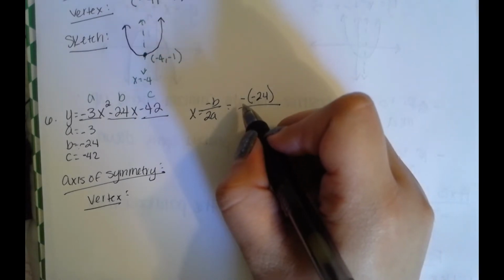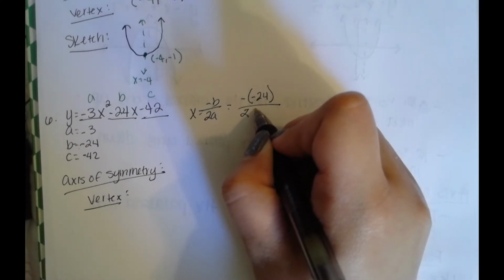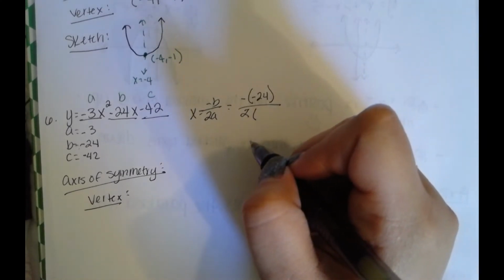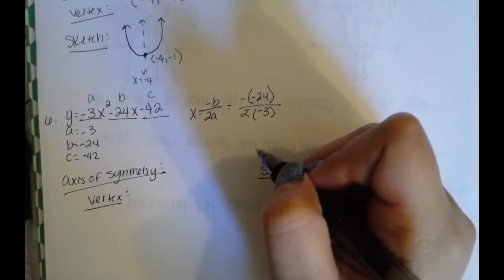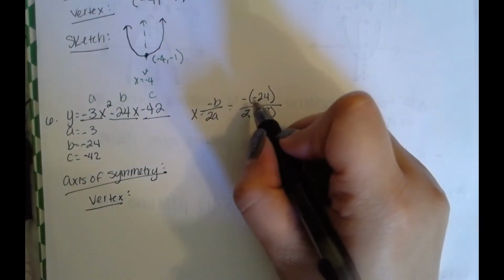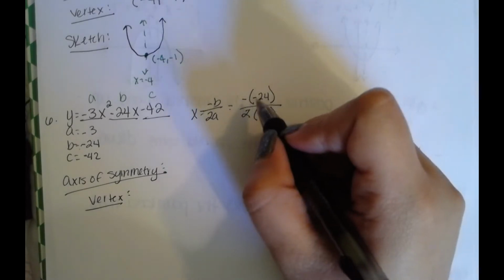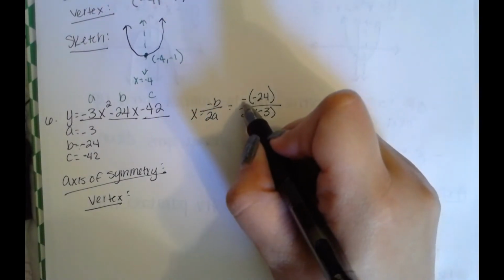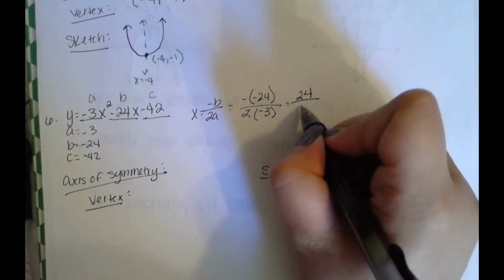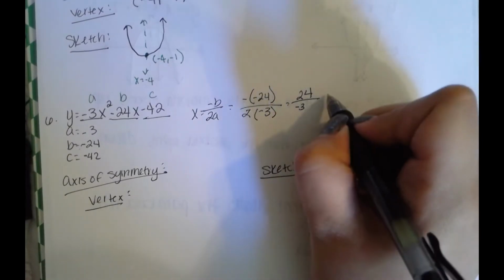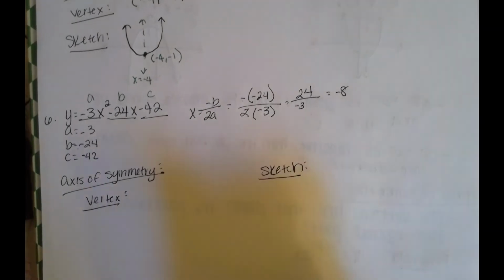So B is -24, so put -24 in for B. And then put 2 and -3 in for A. Notice how I kept my negative sign that was in front of my B, and I put my B in parentheses because this time your B is negative. So you gotta remember, negative times a negative is gonna give you a positive, and then a positive 2 times a -3 gives you a -6. This is actually going to give you -4. So your axis of symmetry is when x equals -8.